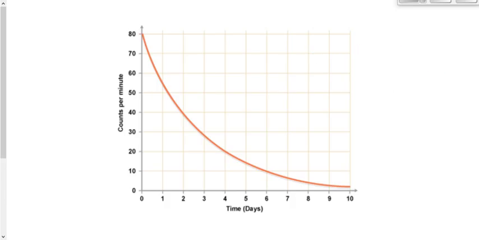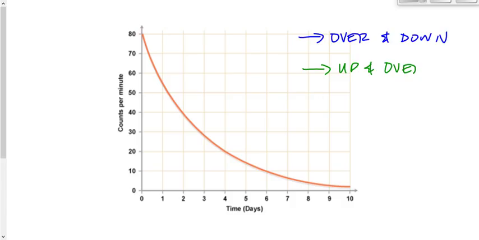You will either go over and down on the graph, over and down, or you will go up and over. You won't ever do anything else besides over and down or up and over. What are you going to be asked to solve for in one of these graphs?